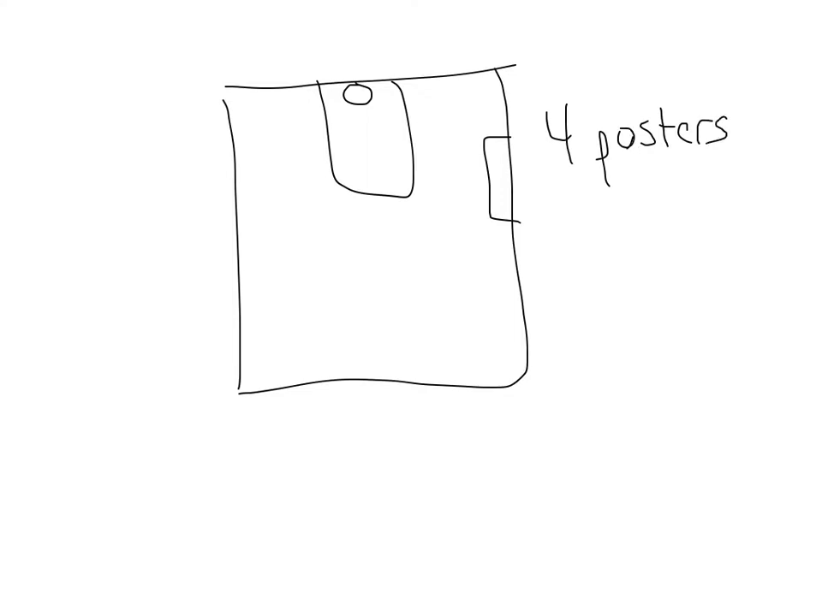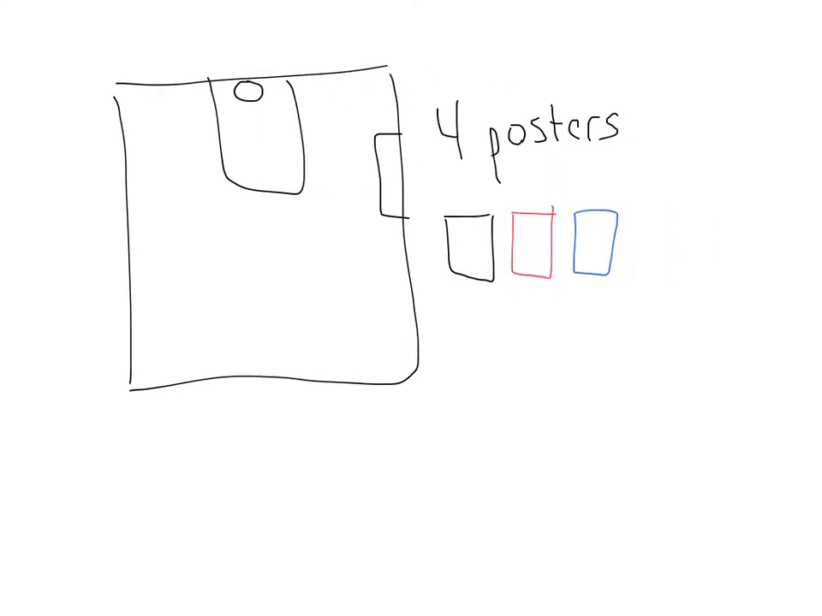You have 4 posters and 4 walls, and you want to hang 1 poster on each wall, and you want to figure out how many ways you can arrange these posters. So let's say, just for simplicity's sake, you have a black poster, a red poster, a blue poster, and then a green poster.